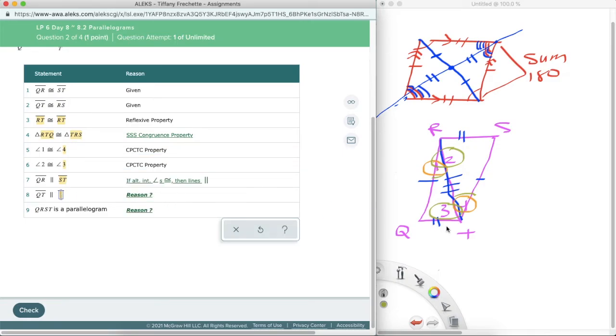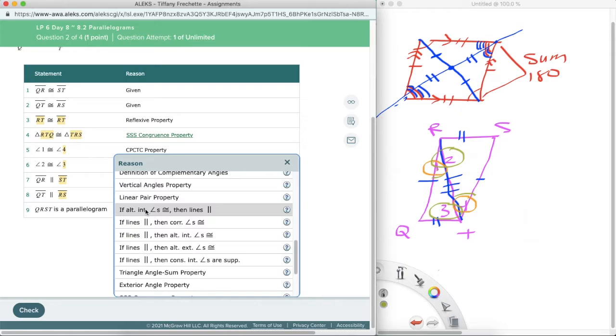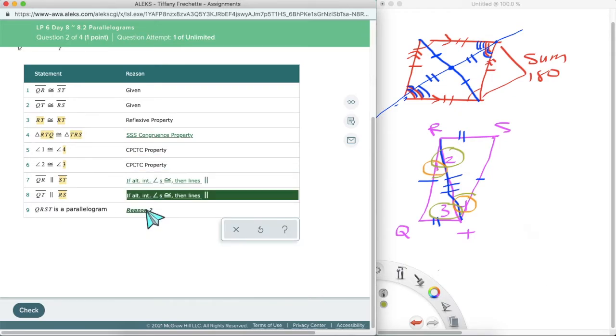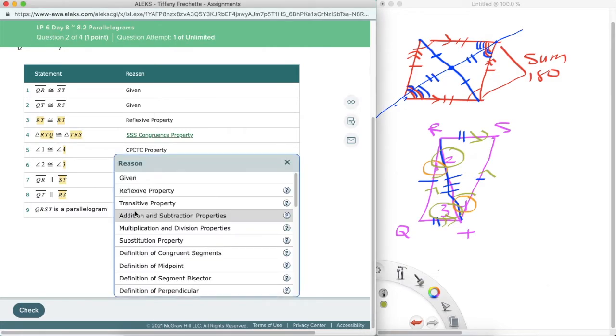So it's going to be RS. And it's still the same reason there. This guy, yep. If alternate interior angles are congruent, then the lines are parallel. So we just proved that the opposite sides were parallel. And that's the basic definition of a parallelogram. As long as both pairs of opposite sides are parallel, then it is a parallelogram. And that's the reason we're going to go through and look at the definition of a parallelogram, I believe.